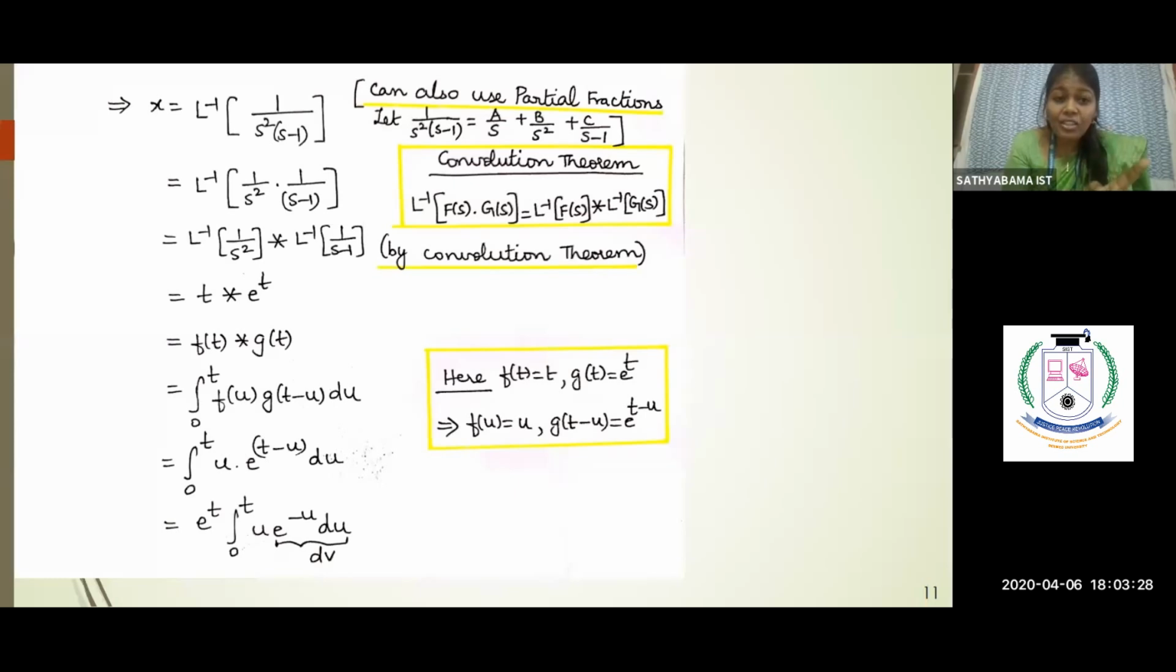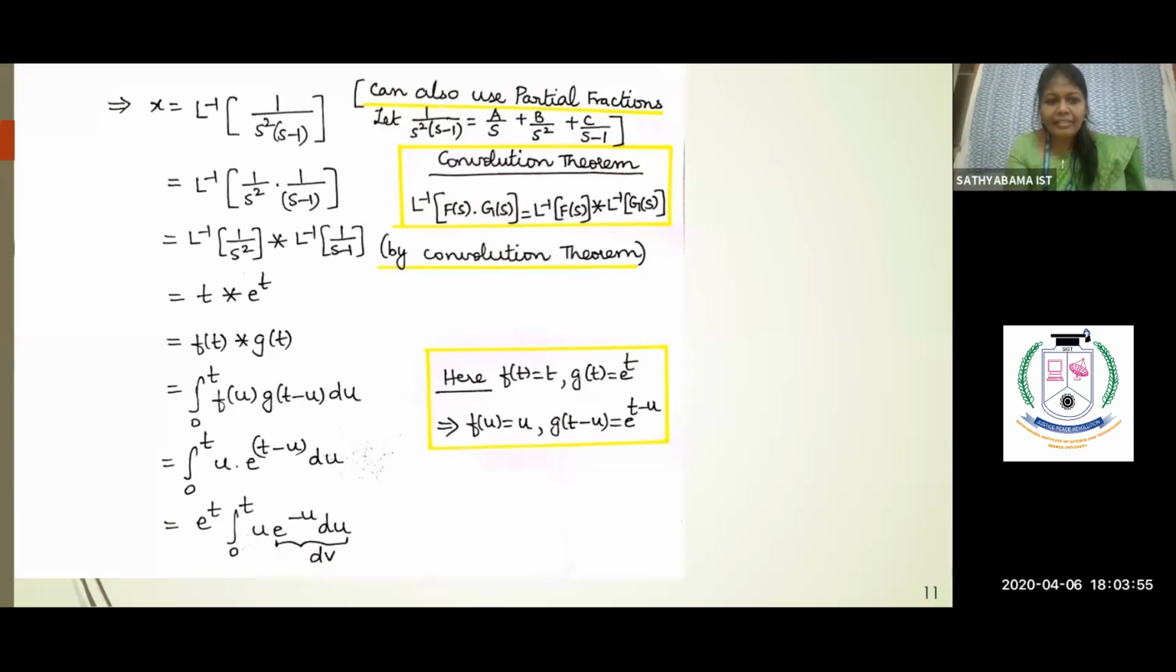Now, what is x? It is L inverse of 1 by s square into s minus 1. Isn't it? Now, as I told you earlier, you can also use partial fractions from here to find x. To find this L inverse of this function, you can use partial fractions. How? You see in the square brackets, I've explained in the square brackets. You can also use partial fractions. How will you do it? You're going to separate the factors. See, what is partial fractions all about? It's all about separating the factors so that you can find L inverse easily.